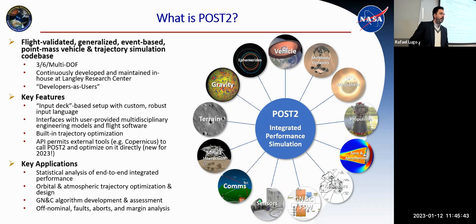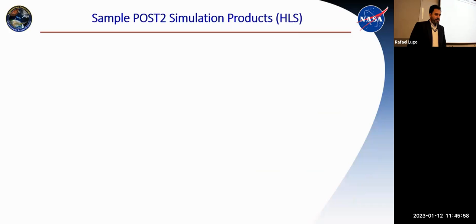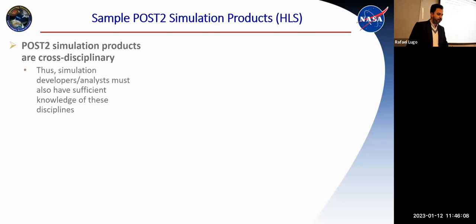Some key applications, I've talked about integrated performance, statistical analysis, Monte Carlos, orbital and atmospheric trajectory optimization, GNC algorithm development. We look at fault support, margin analysis, so all kinds of fun things that we look at. Sample products. Having said those key applications, I wanted to give you an idea of what is an example of what we do on a project? Well, again, I'm going to go back to my example of HLS, which I'm most familiar with.